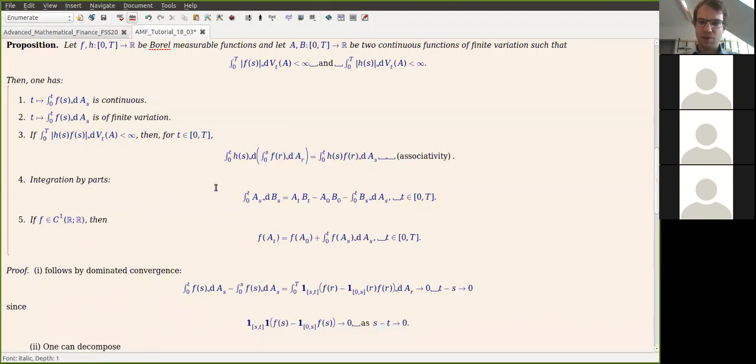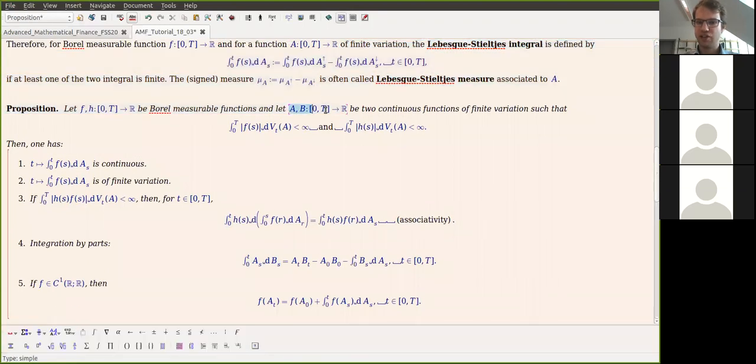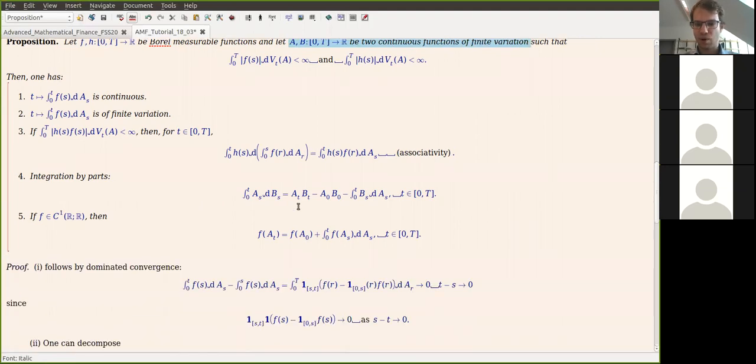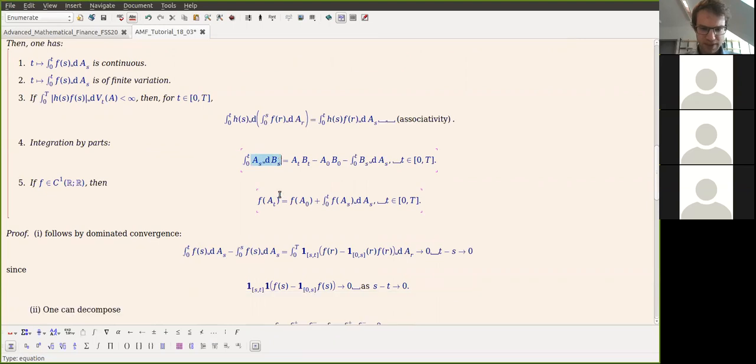Integration by parts is what we called in the lecture the product rule. So if you integrate a with respect to b, and both are functions of finite variation, then you can swap the order of the integration. So this is the same as the product of a multiplied with b at time t minus the product at time 0, and then minus the integral now of b with respect to a. So you can interchange the order of the integration, and then you have the chain rule.